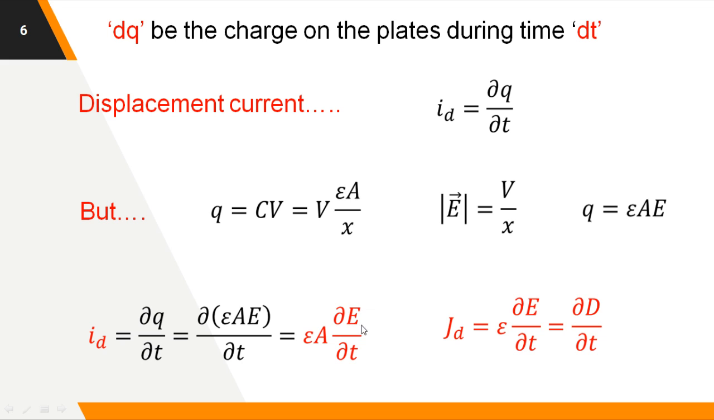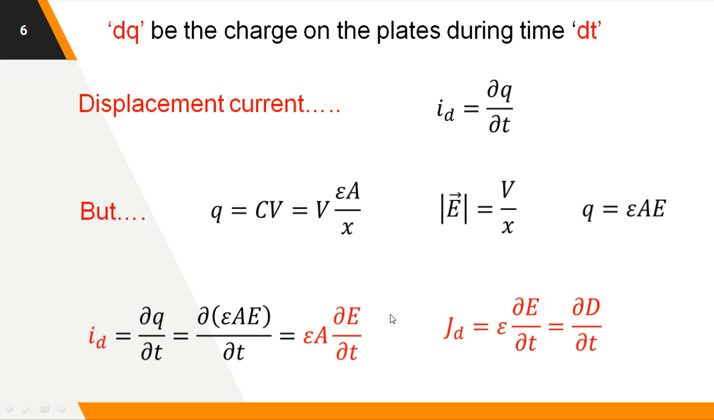What it says is, whenever the electric field varies with respect to time, a current is produced, that is called the displacement current, not the conduction current. So this flows in the region where there is a vacuum or a dielectric, where there is no conducting medium. Remember this. Now, current density is current by area, id by A. Current is epsilon A dE by dt; divided by area, A cancels. So this is an expression for displacement current density.